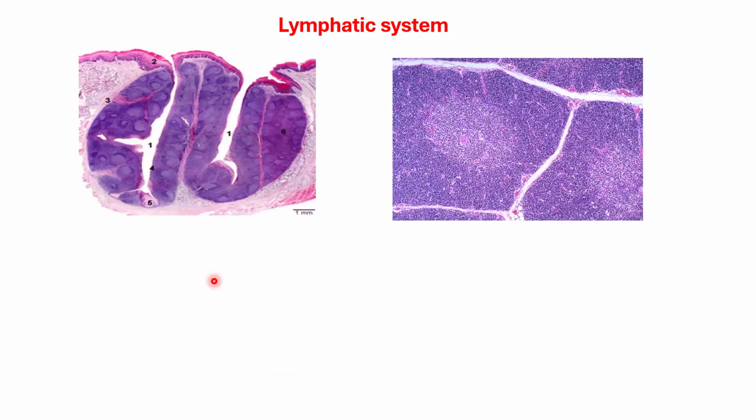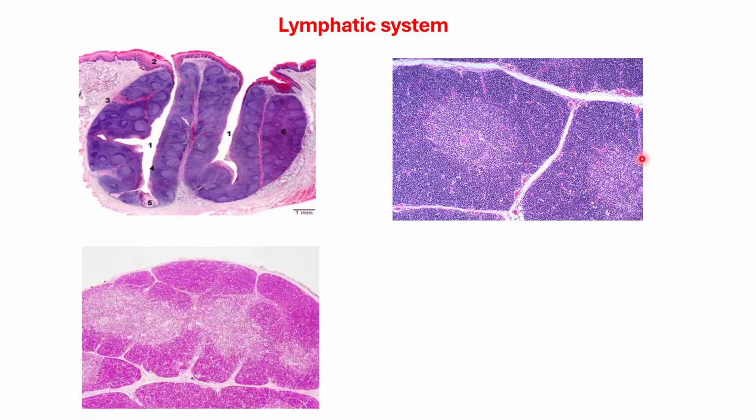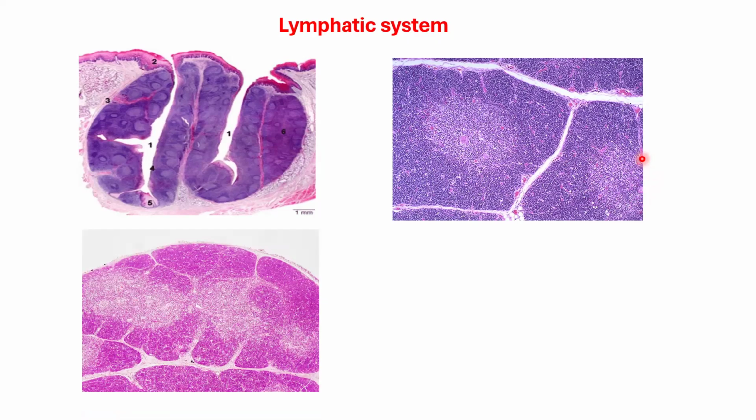What about this? That's the thymus, and in this thymus you can see complete lobes, globules. That's the cortex, the medulla, and you can see the Hassall's corpuscles there. Another Hassall's corpuscle is here. Okay, what about this? I hope you made the correct answer. This is a spleen. Yes, this is a spleen. You heard me correctly.